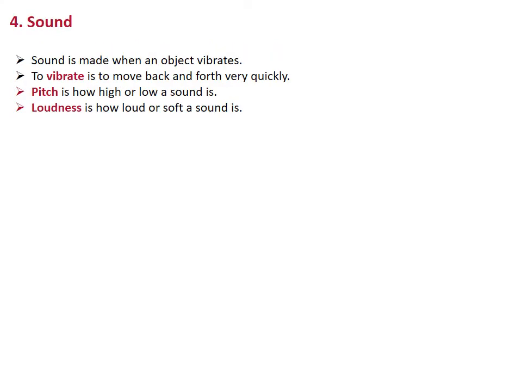The third kind of energy is sound. Sound is made when an object vibrates. What does to vibrate mean? To vibrate is to move back and forth very quickly. Now we are going to learn two new words, pitch and loudness. Pitch is how high or low a sound is. Loudness is how loud or soft a sound is.